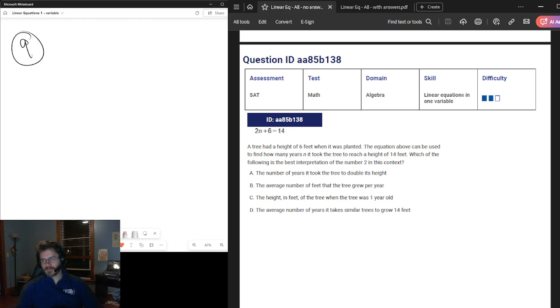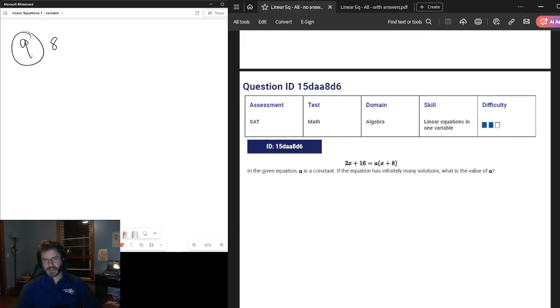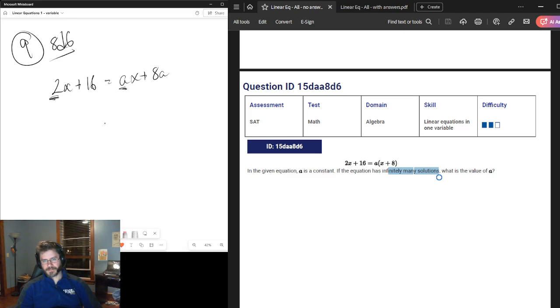Number 9, 8D6. Okay, again, we got that same phrasing. It's a constant, ignore that. Infinitely many solutions. What does that mean? Remember, the left is exactly equal to the right, infinitely many solutions. So that means 2x plus 16 is exactly the same as ax plus 8a. And if that is true, then a must be 2. Infinitely many solutions is a common phrase that we can expect to see.